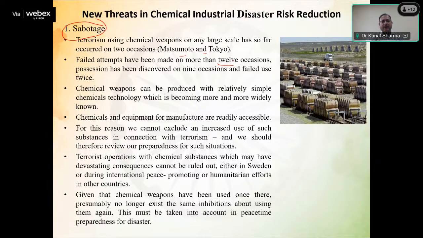Chemical weapons can be produced with relatively simple chemical technology, which is becoming more and more widely known. Chemicals and equipment for manufacture are readily accessible, and for this reason we cannot exclude an increased use of such substances in connection with terrorism, and we should therefore review our preparedness for such a situation. Terrorist operations with chemical substances, which may have devastating consequences, cannot be ruled out either in Sweden or during peace-promoting or humanitarian efforts in other countries. Given that chemical weapons have been used once, the same inhibitions about using them again presumably no longer exist. This must be taken into account in peacetime disaster preparedness.